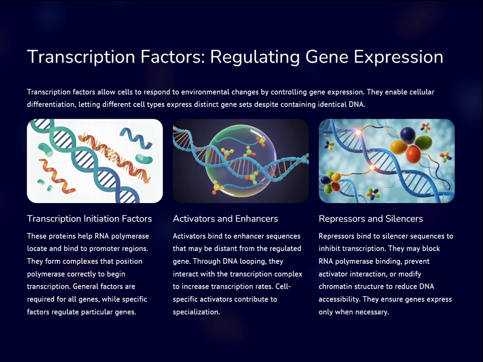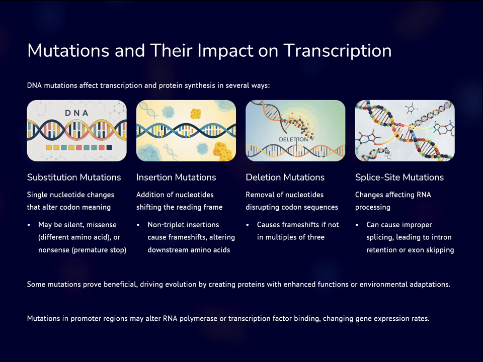Not all genes are active all the time, however. Cells use transcription factors to control which genes are turned on or off. Initiation factors help RNA polymerase bind to DNA. Activators increase gene expression by helping transcription complexes assemble. Repressors block transcription, either by preventing RNA polymerase from binding or making the DNA harder to access. This regulation allows different cells to specialize, even though they all have the same DNA.